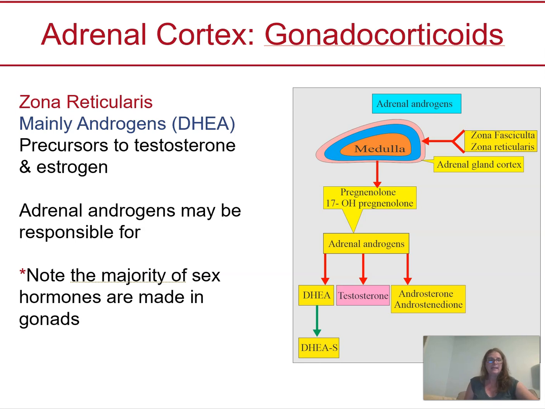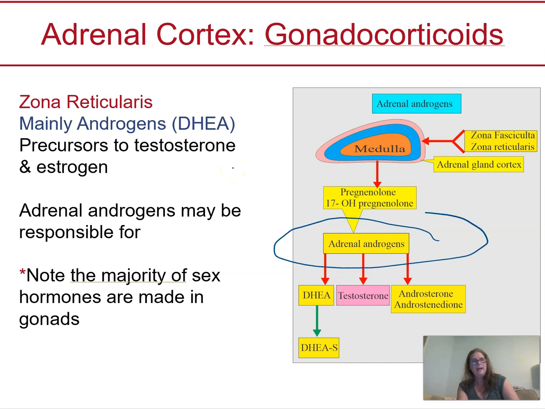Now, the zona reticularis, remember this zone is the deepest zone, and it makes things called androgens. An androgen is basically a precursor to testosterone, and you may have heard of one called DHEA. There's several, so we just say adrenal androgens is what's made, and these tend to have a greater effect in women than in men. So these are precursors to estrogen and testosterone.